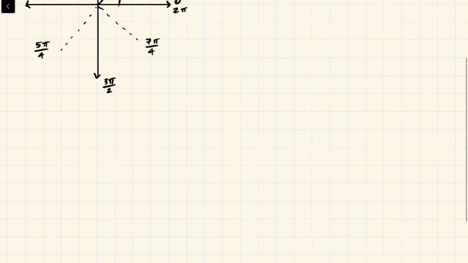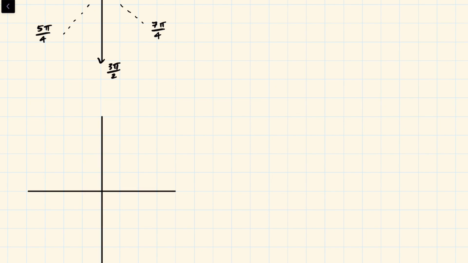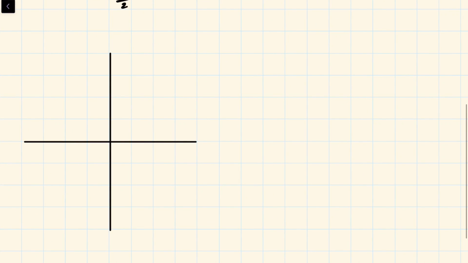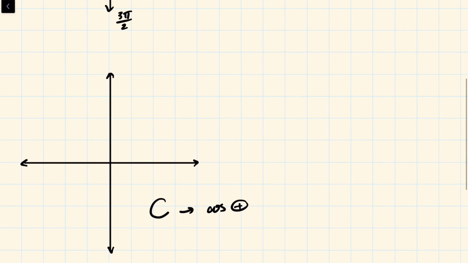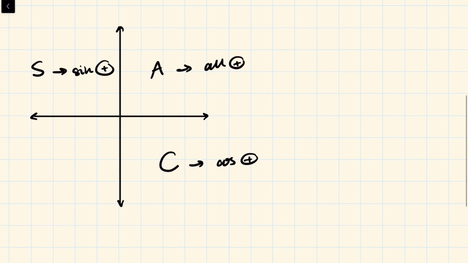Okay, and I'm also going to review our CAST rule here. So the CAST rule tells us in what quadrant every trigonometric function is positive. So we start in this quadrant down here, quadrant 4, and we put a C, right? Because cosine is positive here. A up here, because all are positive. S up here, because sine is positive. And T down here, because the tangent is positive, right?